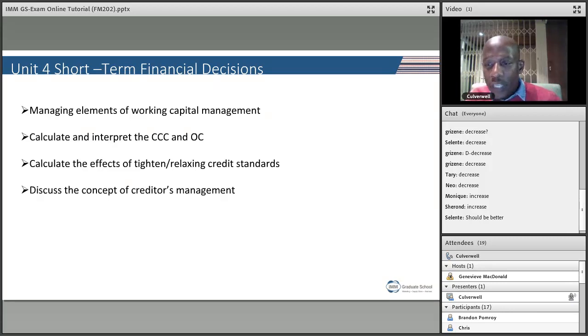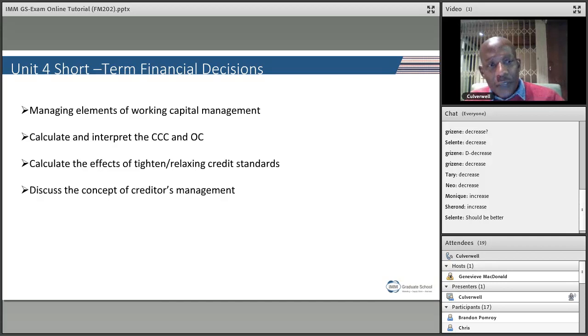So you will be in a position to improve the cash conversion cycle by decreasing the average age of inventory, by also decreasing the average collection period, and then increasing your accounts payment period. So you can actually improve the cash conversion cycle by doing those three. Decrease average age of inventory, also decrease the average collection period, but increase your average payment period.